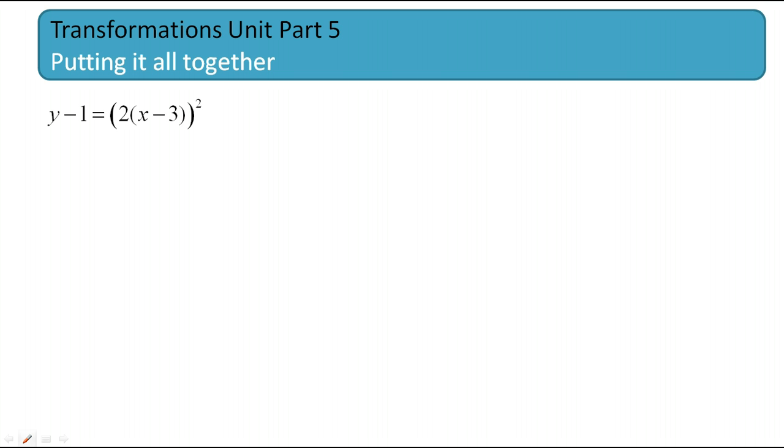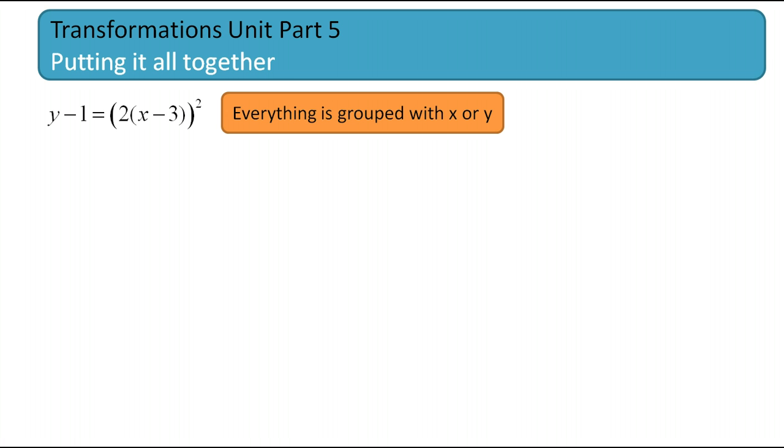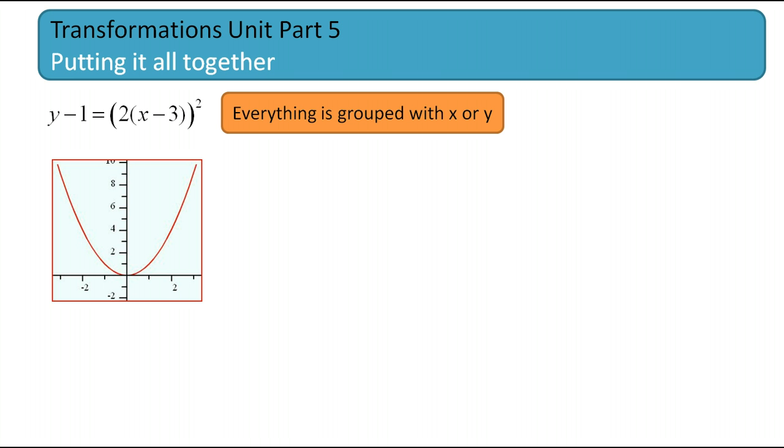is subtracted by 1. So when we put everything together, the first thing we identify is the parent function, which in this case is your quadratic, y equals x squared. Everything is also grouped with x or y. There's nothing floating around on the x side that doesn't belong there, so we can go ahead and start our sketch. We've identified the parent as y equals x squared, and we'll see all of the changes that go into this function here.